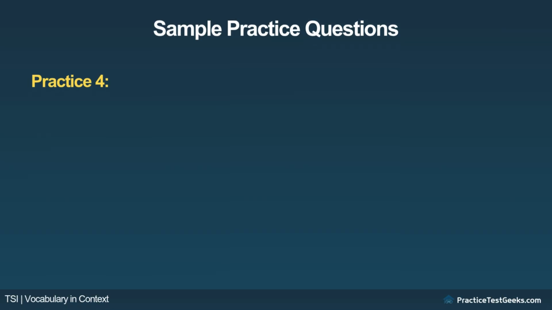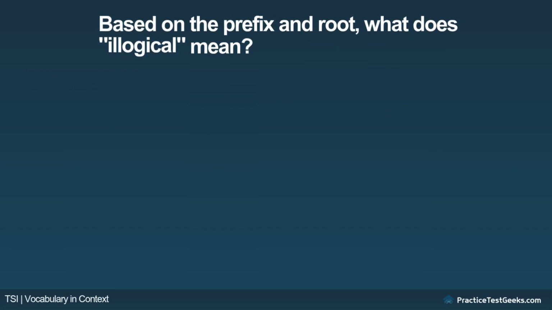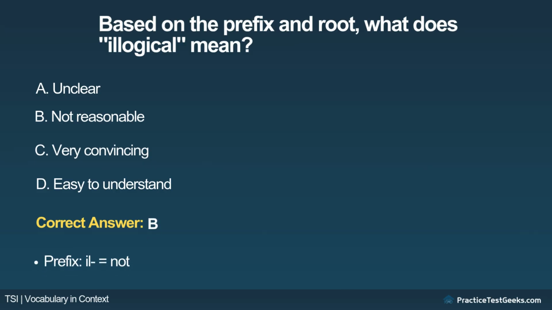Practice 4. Her argument was illogical, relying more on emotion than on facts. Question: Based on the prefix and root, what does illogical mean? A. unclear, B. not reasonable, C. very convincing, D. easy to understand. Correct answer: B.